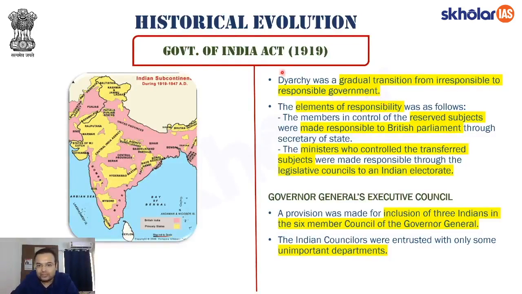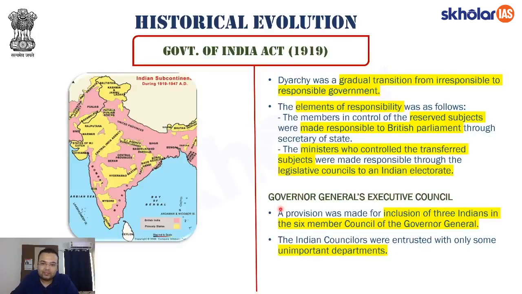Now students, this point, diarchy was a gradual transition from irresponsible to responsible government, may very well be a question that might get asked in your mains examination. They might just give you the statement and they may say, please comment, do you agree, and so forth. And the analysis which we just studied here will be at the crux of this answer. As such, this point is also necessary for your mains standpoint.